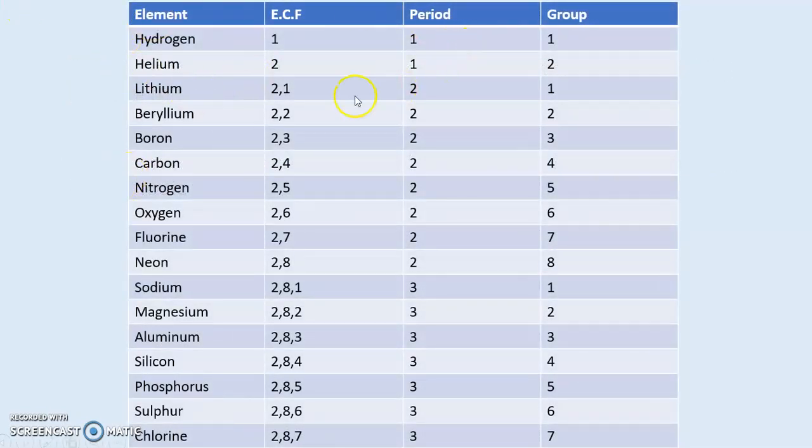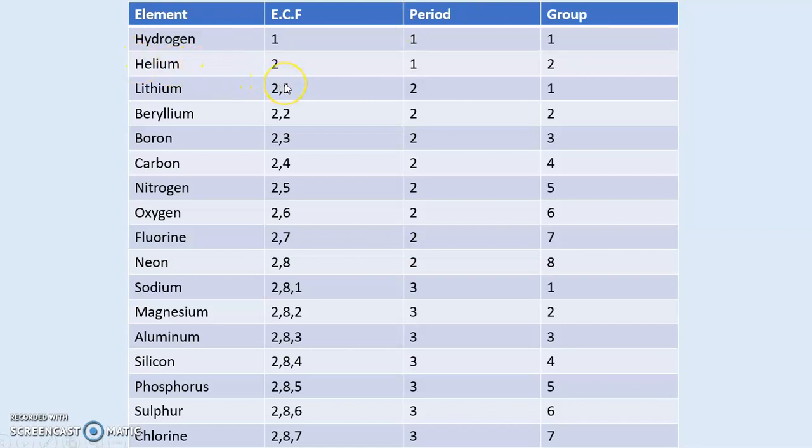So here we have a table showing a list of the 20 elements. Let us look at helium. Helium's atomic number is 2, thus its electronic configuration is 2.